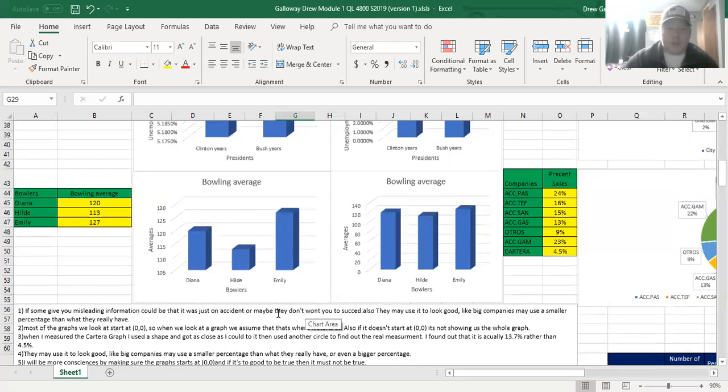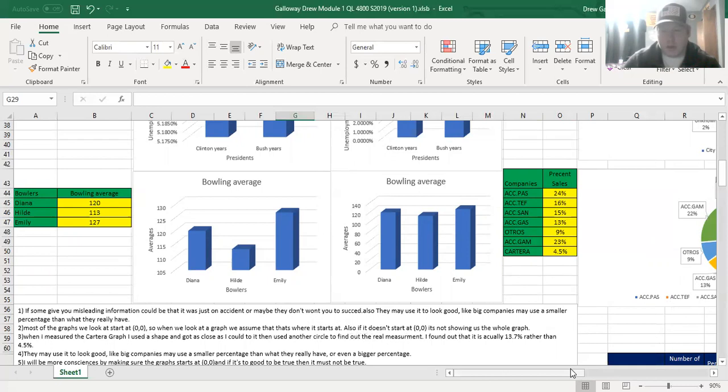When I measured the Cartera graph, I can never say that word, I used a shape and got as close as I could to it. And then I used another circle, and then used another circle to find out the real measurement. I found out that it's actually 13.7% rather than 4.5%.